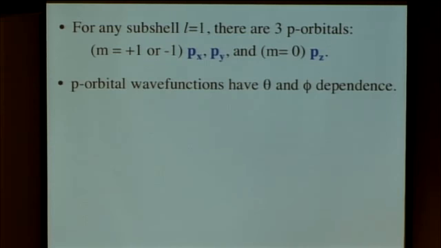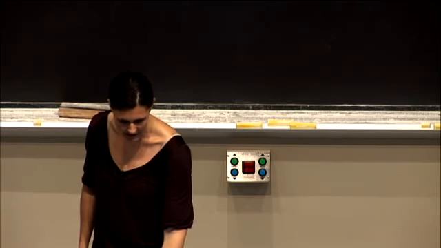And the significant difference between s orbitals and p orbitals that comes from the fact that we do have angular momentum here in these p orbitals is that p orbital wave functions do in fact have theta and phi dependence. So they do have an angular dependence that we're talking about.